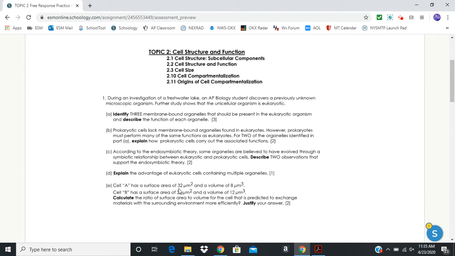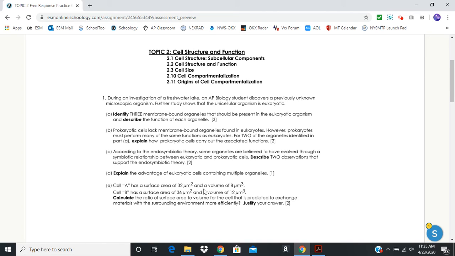All right, for the last one, surface area to volume ratio. Okay, they gave you two cells. Cell A had 32 micrometers squared surface area and a volume of 8 cubic micrometers. And cell B was a little bit bigger, 36 and 12. So they wanted you to calculate the ratio of the surface area to volume for the cell that is predicted to exchange materials with the surrounding environment more efficiently. That would be cell A.